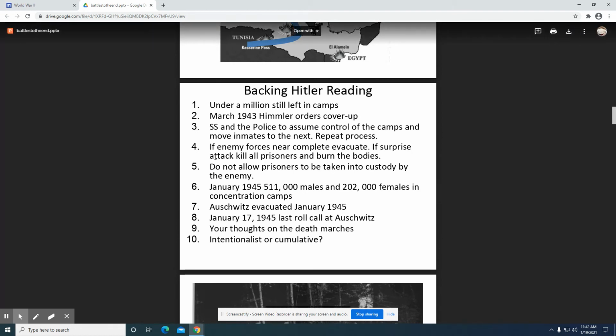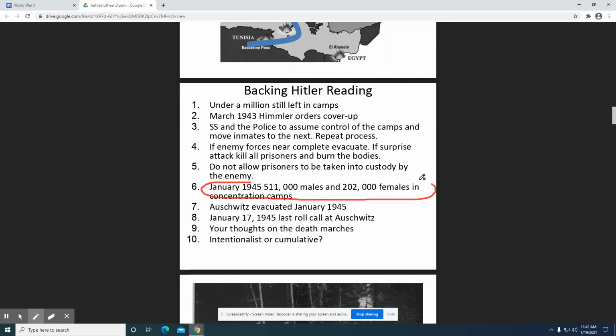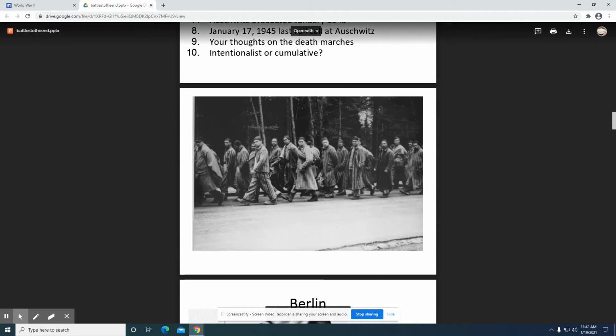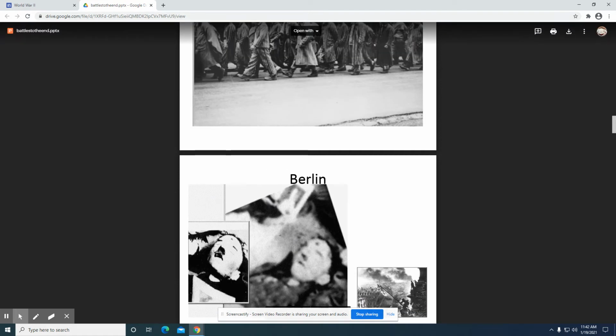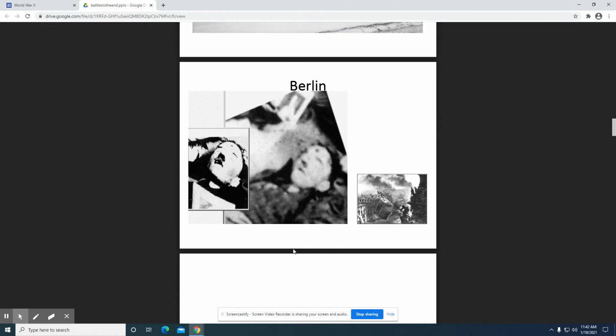This slide here just comes from a book called Backing Hitler. And if you were wondering about some of those concentration camps, let's take this date, January 1945. There seems to be 511,000 people in a concentration camp. And here we're talking about Auschwitz, and they're going to make the decision to evacuate Auschwitz. And that's what leads to what's known as the death marches. Here you see Jewish survivors that are being marched back to Germany after the liquidation order is given. The Battle of Berlin is another battle.